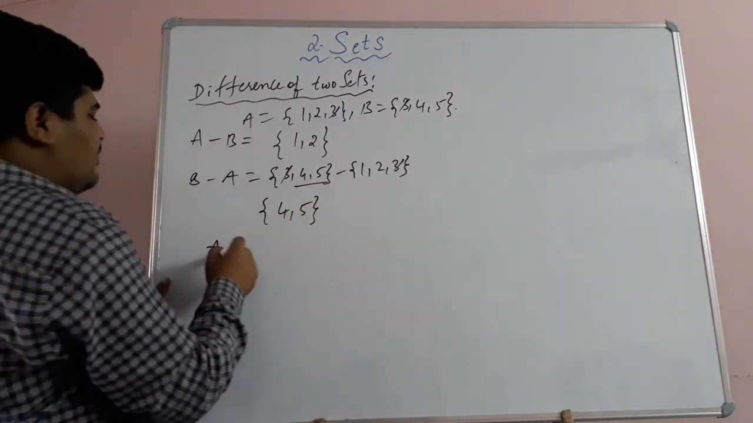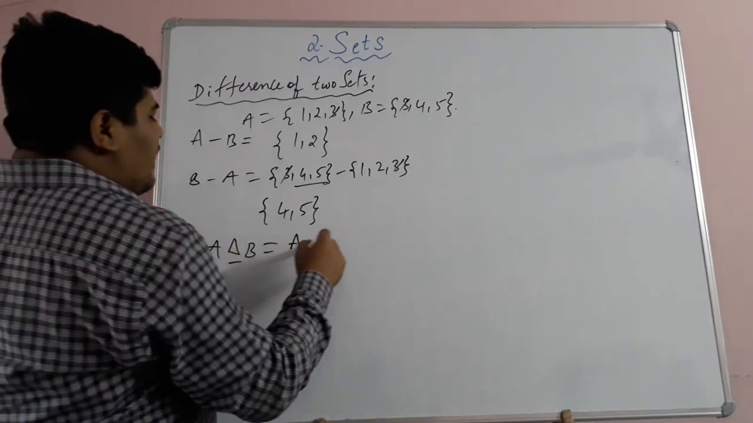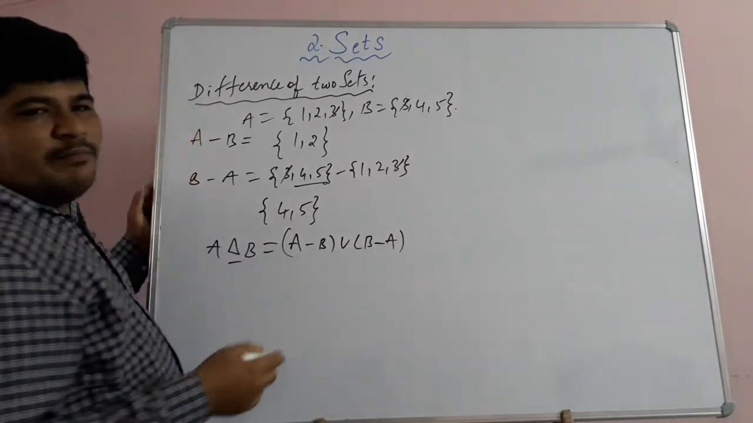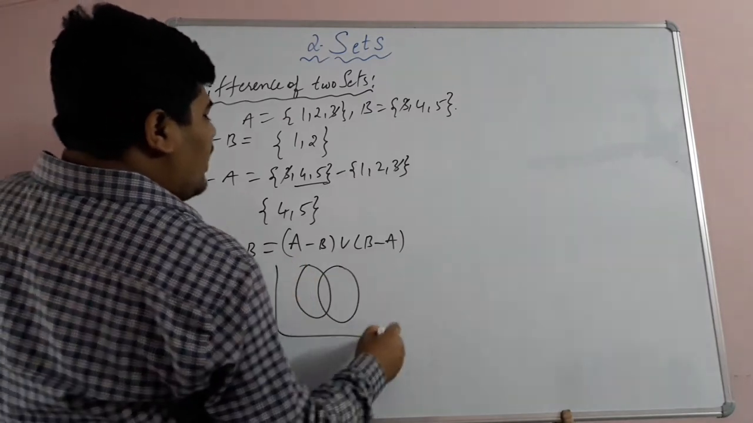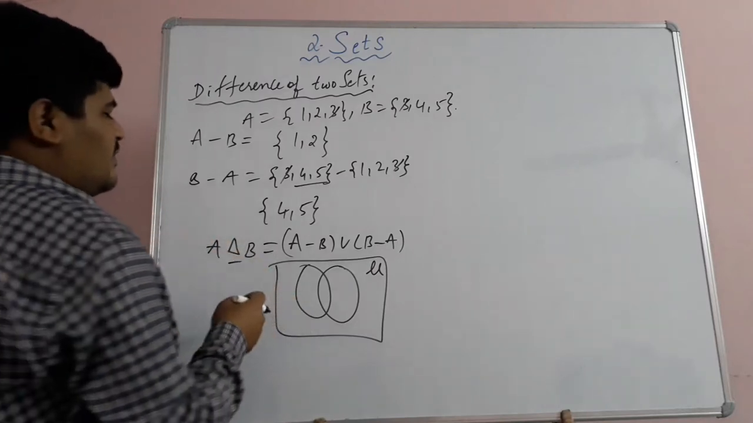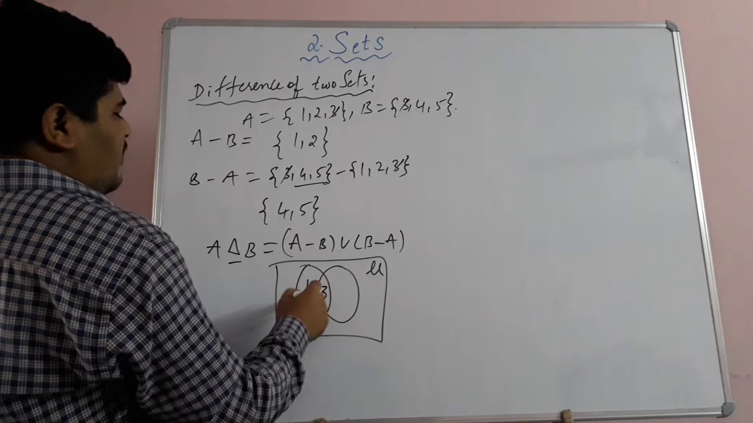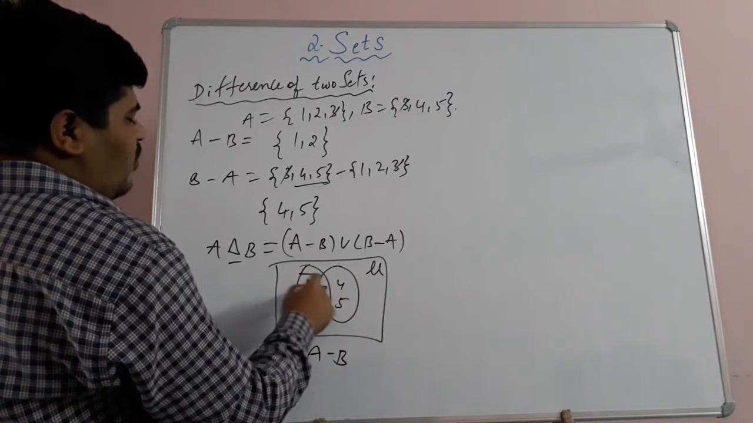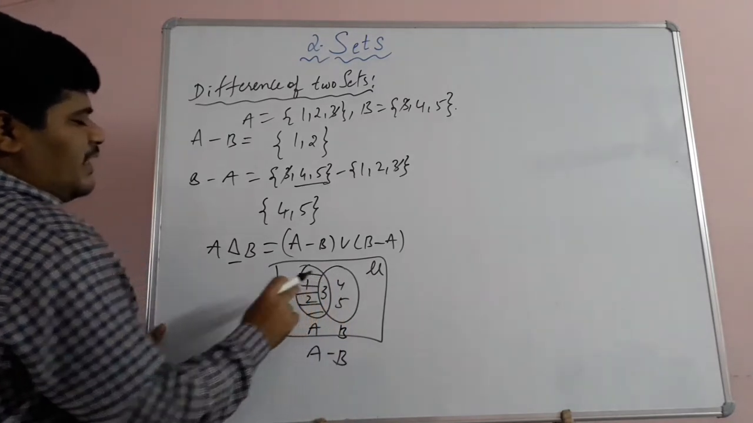Now next concept is there, A delta B. A delta B means A minus B union B minus A. Children, take two circles, overlapping. Common elements there means those are said to be overlapping sets. So common part is 3. Here 1, 2. Here 4, 5. A minus B means we will shade only this A part, not even the common part. This is A minus B.